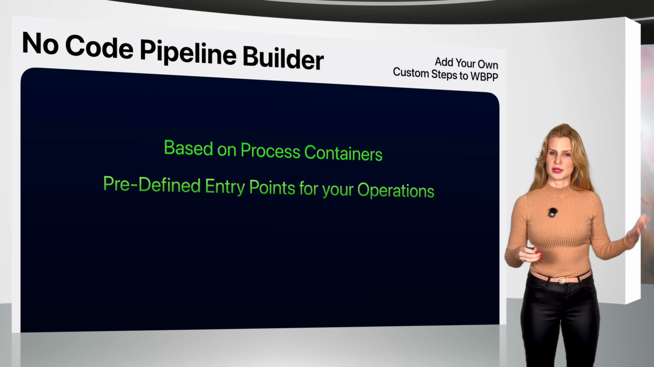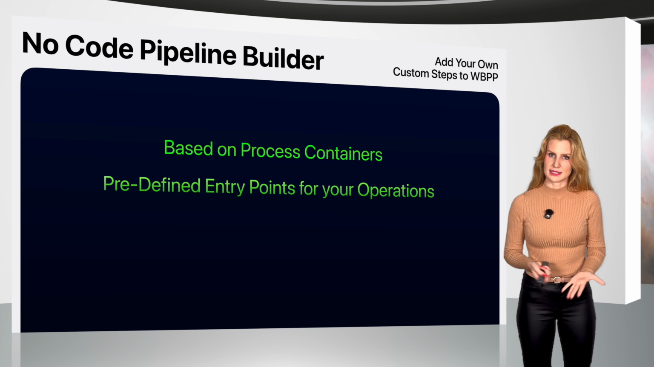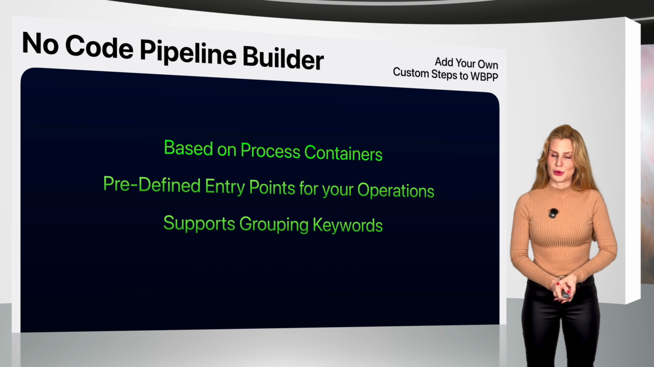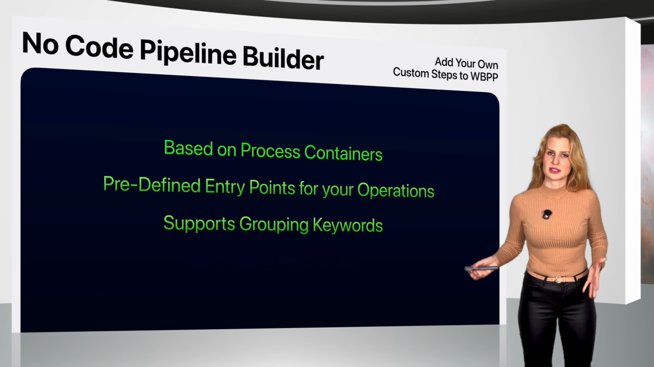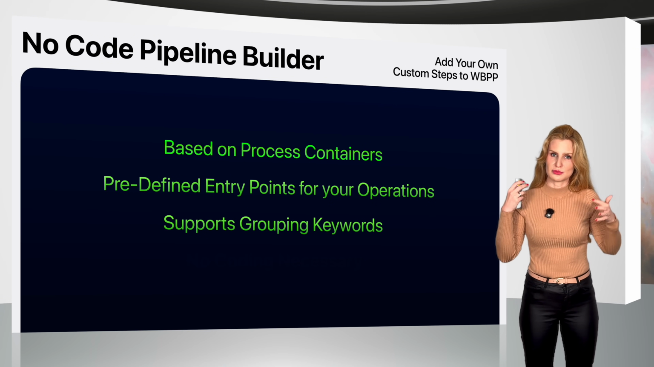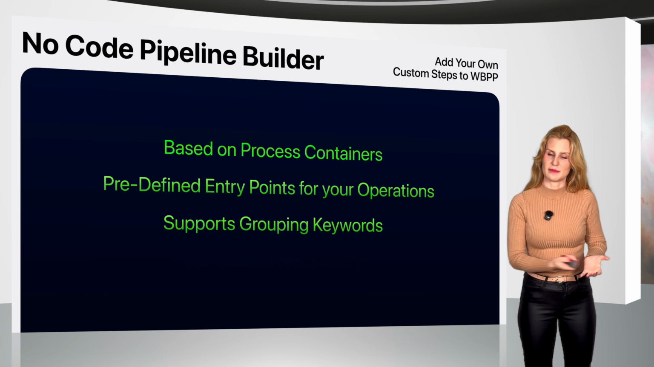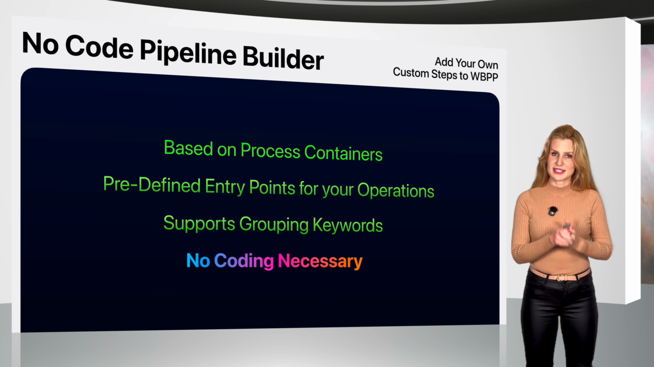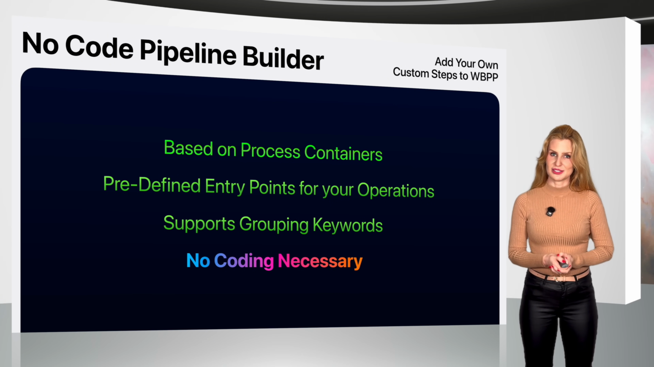The script provides for a number of predefined entry points. These are entry points which to me made sense. It even has support for your custom grouping keywords if you only want to do an operation on a certain subset of images, and all of this with 0 lines of code. So let's have a look at how this works.